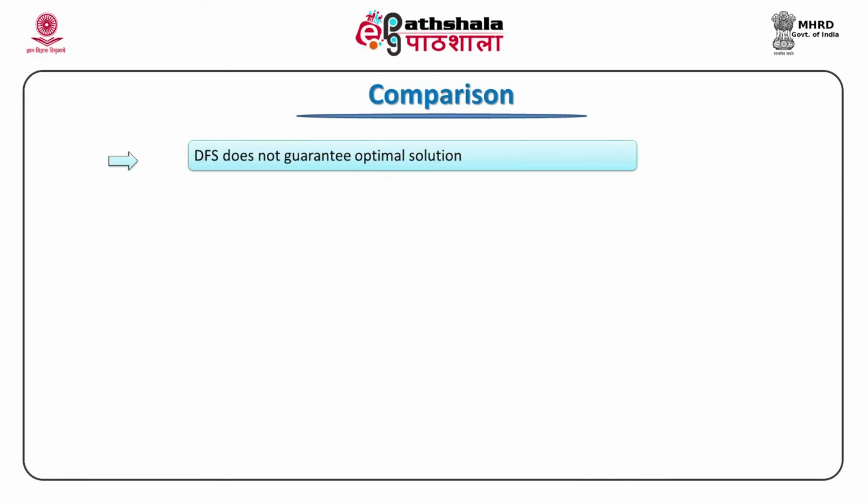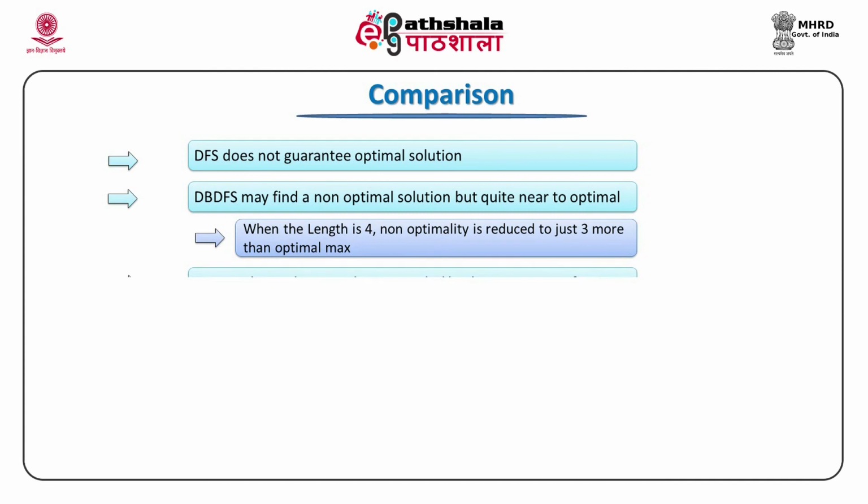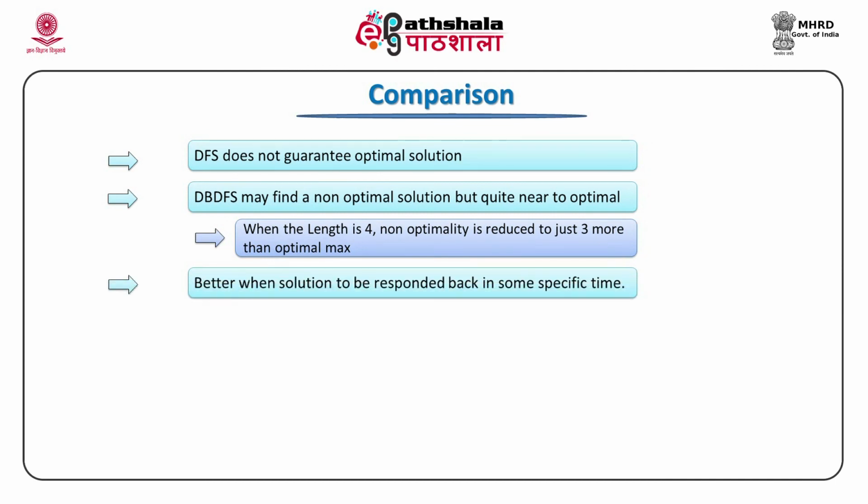DFS, unlike BFS, does not guarantee an optimal solution. You may traverse a very long path and get a solution. If you had traversed the other side, probably you would have got it much earlier, but that is it. DFS may not get you an optimal solution. But if you bound the DFS, for example, if you say that I will bound the DFS for 4 levels, and if you get an answer, the difference between the optimal solution and the solution that you get is not more than 3. That is an advantage of depth bound depth first search.